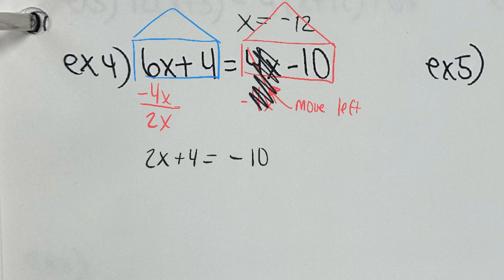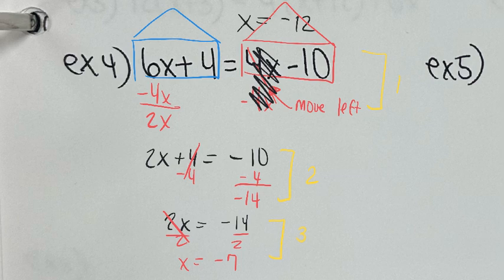My next song is minus 4, cross out, what's my answer? Rewrite the question: 2x equals negative 14, and I have one more song. Divide by 2, cross out, what's my answer, x equals negative 7. So this took 3 songs. Song number 1 was minus 4x. Song number 2, minus 4. Song number 3, divide by 2.